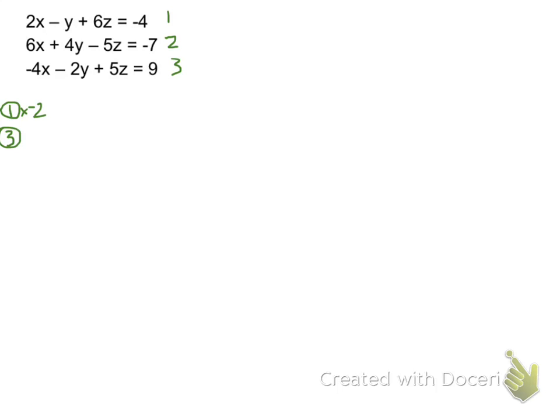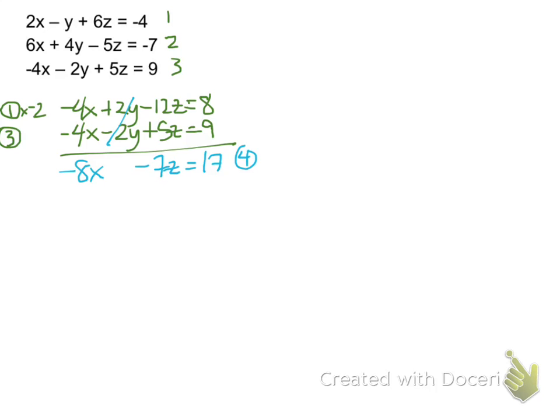If I take equation 1 and multiply everything in the equation by -2, then I get -4x plus 2y minus 12z equals 8. And then I'm just going to keep equation 3 as it is. And when I add those two equations together, my y terms cancel out. So I end up with this equation, which I'm going to number equation number 4.